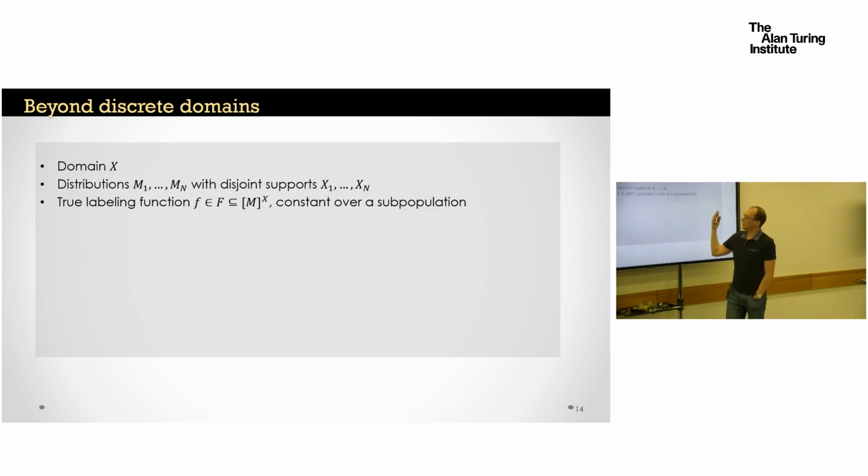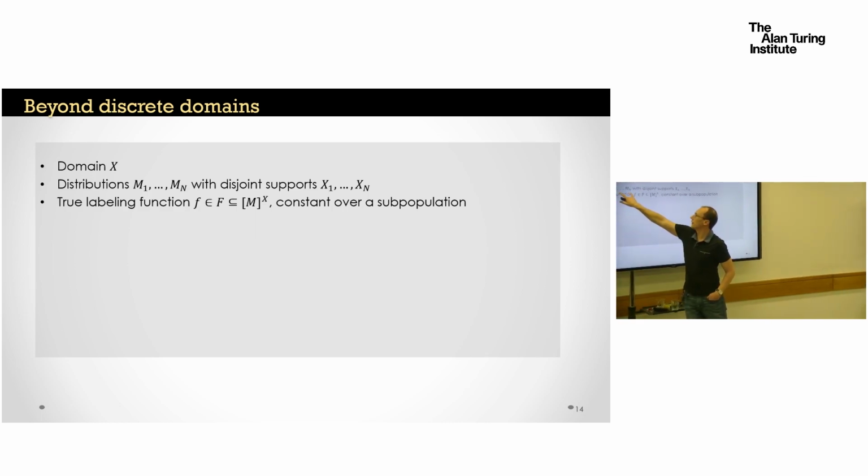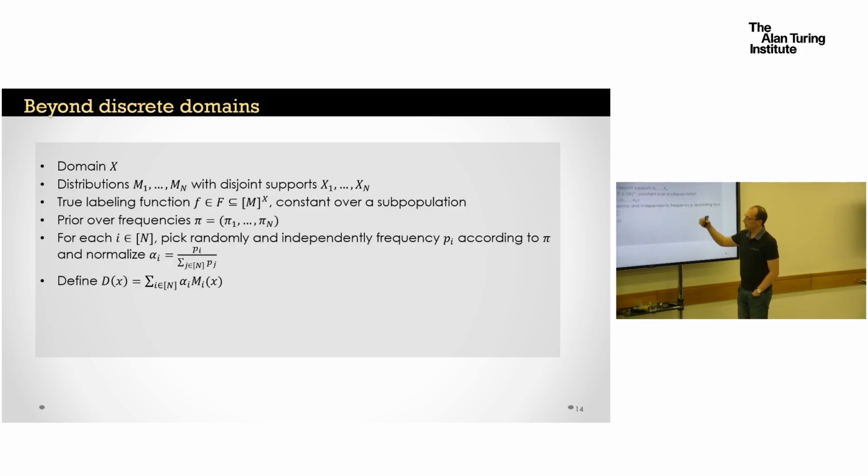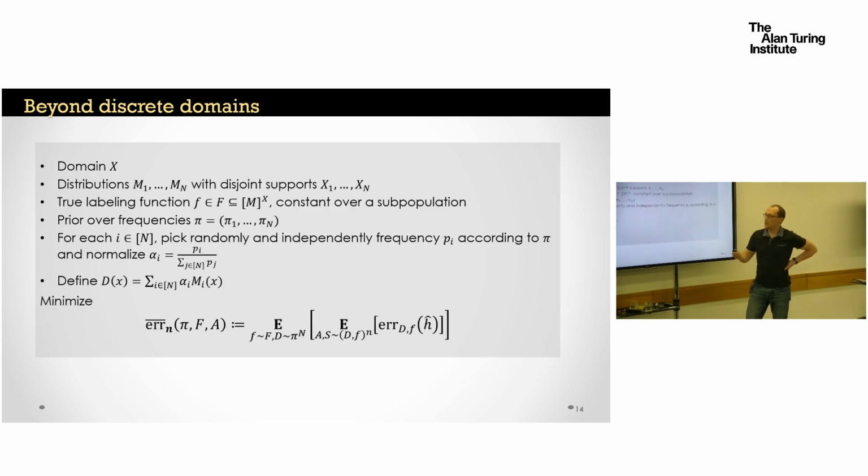Basically, instead of having this discrete set of points, we'll have capital N different distributions, each distribution representing one subpopulation. And we'll have some true labeling function, which is constant over each subpopulation. Again, a subpopulation is a subpopulation of a single class, so the labeling function is constant over those. And now we'll define the data generating process in essentially the same way. For each index i of a subpopulation, we'll pick randomly and independently the frequency, and we'll normalize these frequencies to 1. And the data generating distribution is defined just as the mixture distribution with these frequency coefficients, where instead of individual points, we have the distribution corresponding to a subpopulation. And as before, we'll want to minimize this expected error, again defined in exactly the same way.